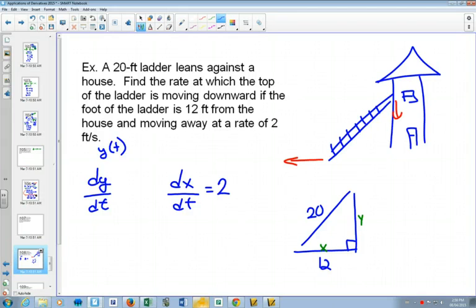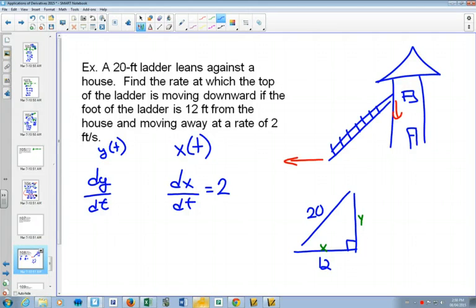And I'm going to say it's a positive 2 because if you think about the bottom, is the bottom increasing or decreasing? As it slides away from the house, that value on the bottom is going to be increasing. So this dx/dt needs to be a positive 2 because of that. And that tells us that x is a function of time as well.